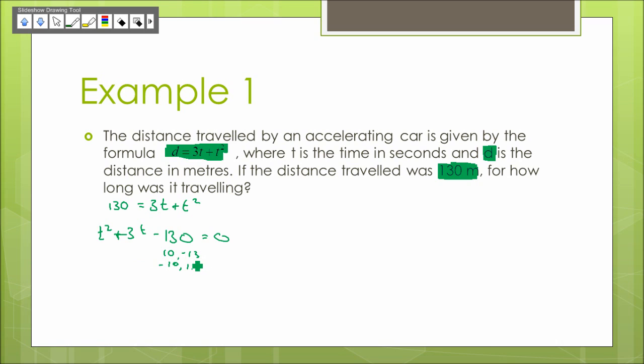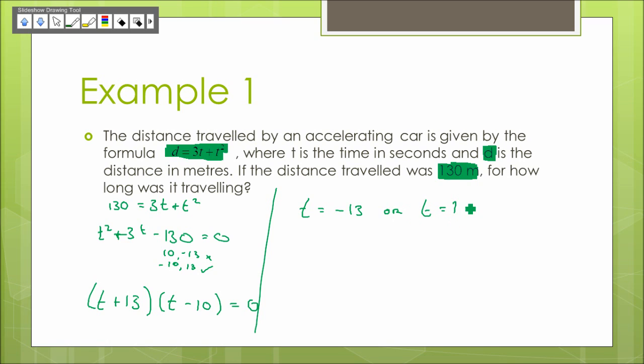So 10 and negative 13 give me negative 3. So not that one, but this one should. Minus 10 plus 13 does give me positive 3. So that means my quadratic equation becomes t plus 13 and t minus 10, and that equals 0. Now solving this, it means that t either equals minus 13 or t equals 10.